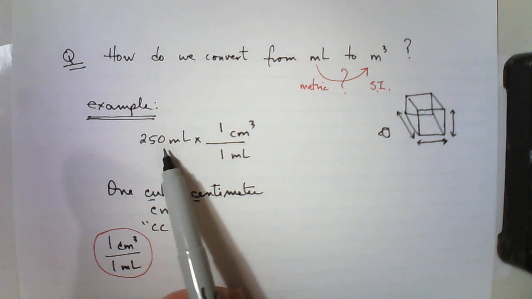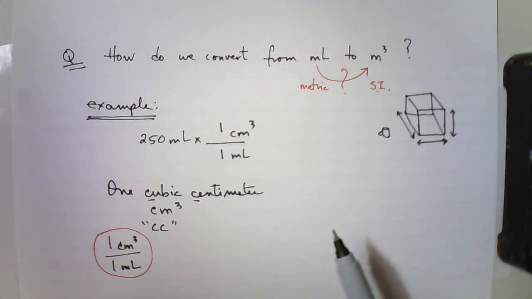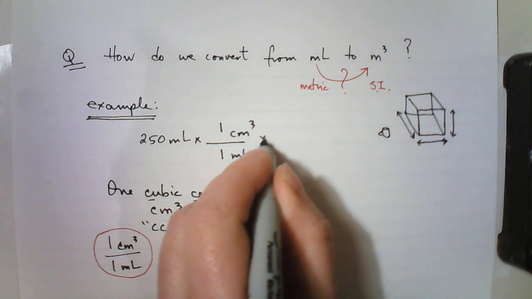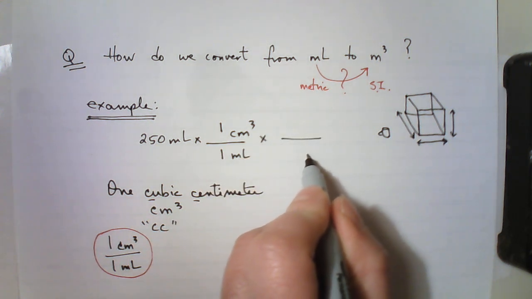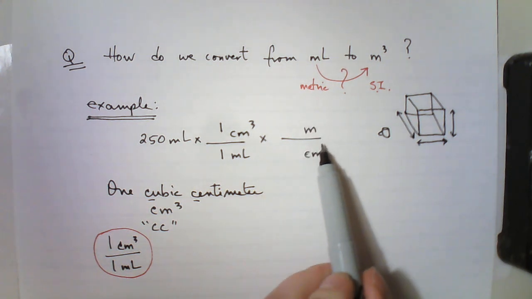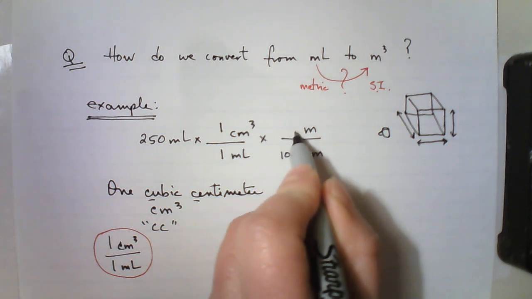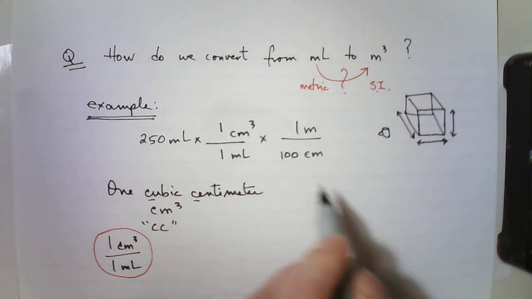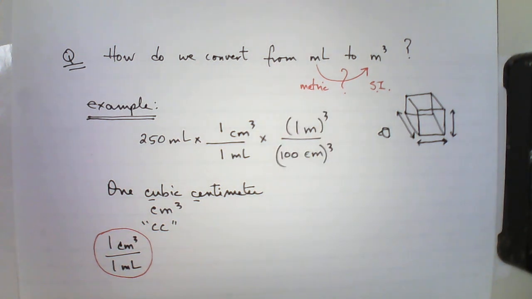So if I were converting 250 mils to cubic centimeters, I would be done. I just write the equivalent because it's multiplication by 1. But I want to get to cubic meters. And so this is how we do it. Before I write the cube on there, I will say how many centimeters there are in 1 meter. But again, I'm looking for cubic, and that's it. That's all we do. Okay?